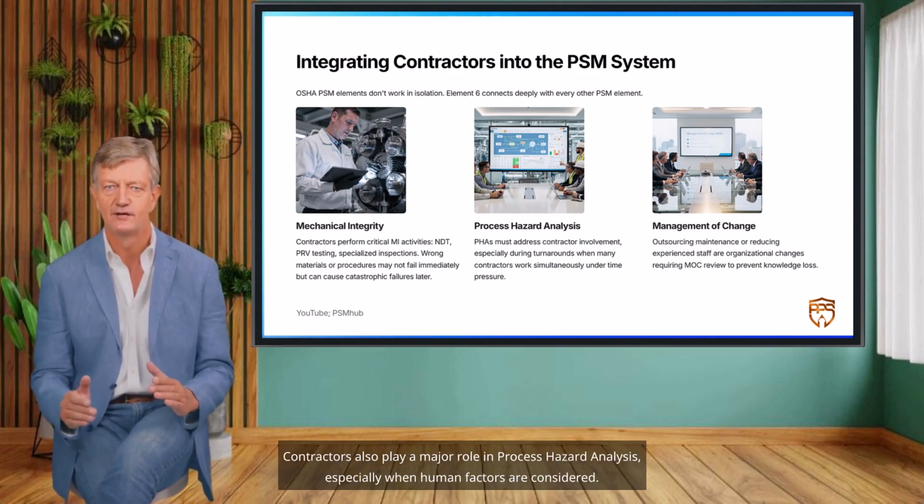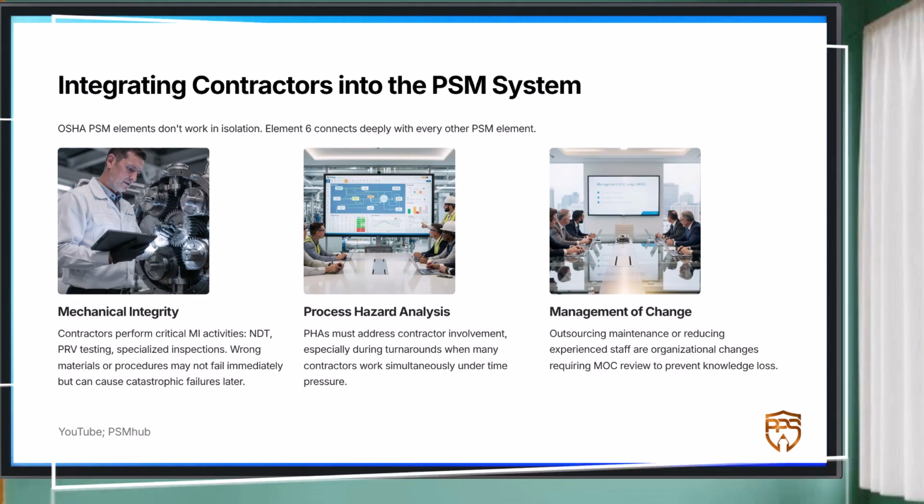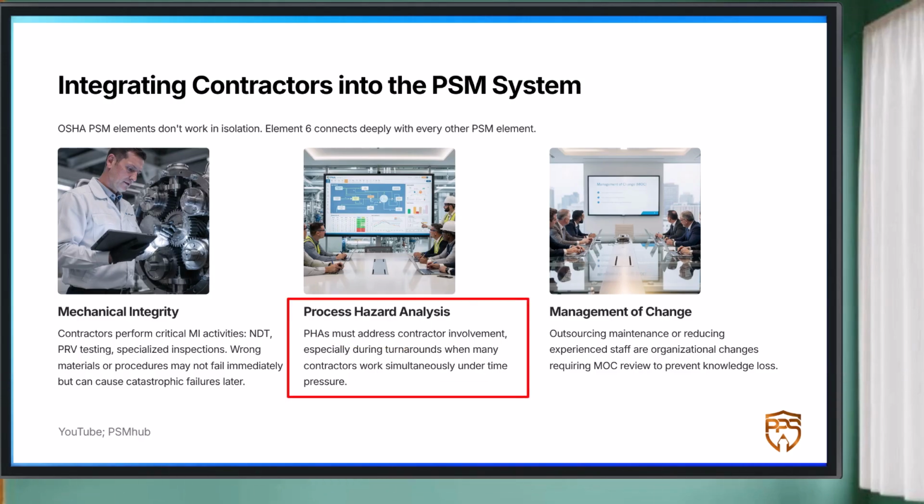Contractors also play a major role in process hazard analysis, especially when human factors are considered. OSHA requires PHAs to address human factors, and contractors represent a significant risk in this area. They may be unfamiliar with the unit's history, unaware of previous incidents or known weak points, and often work under tight schedules and time pressure.